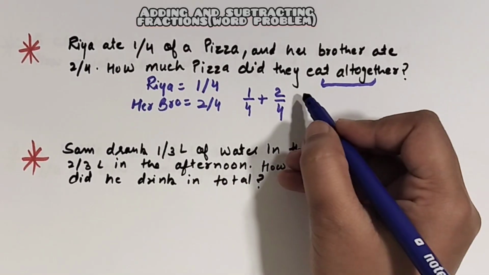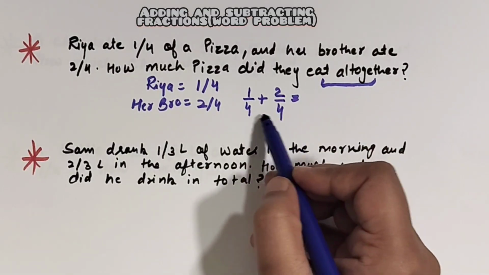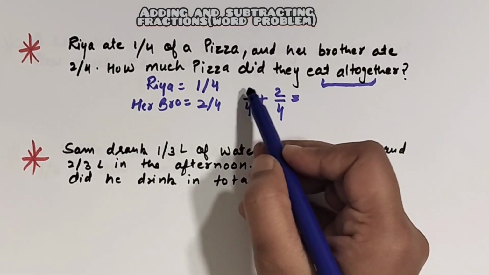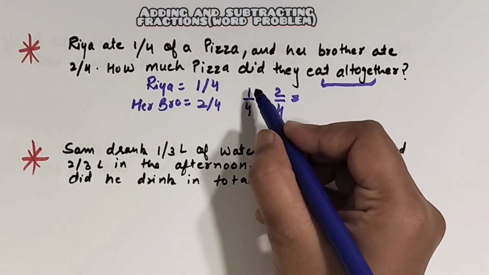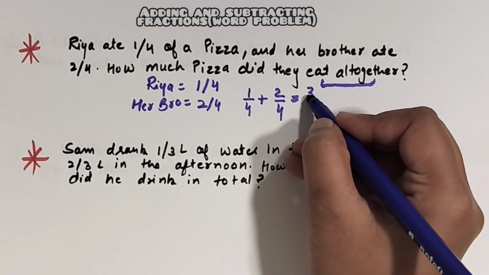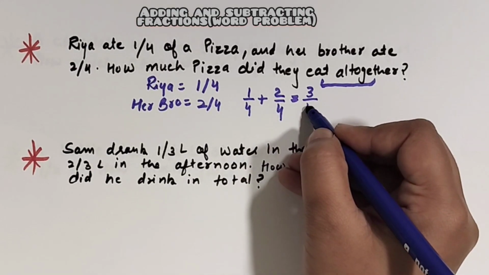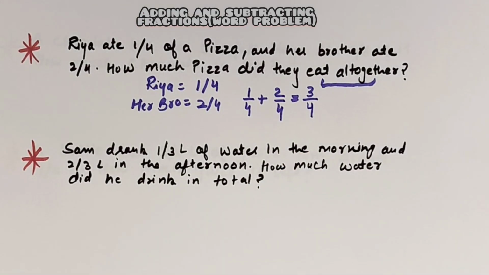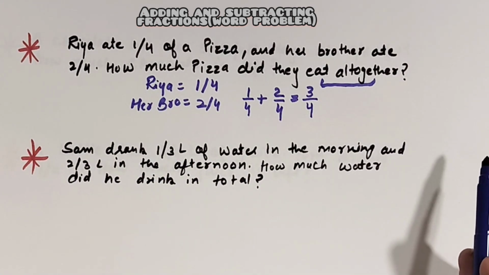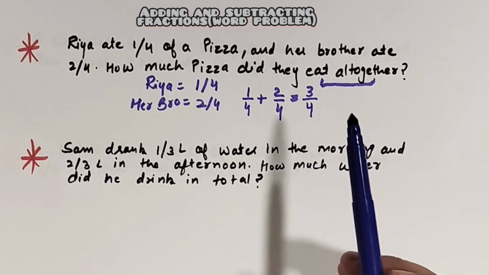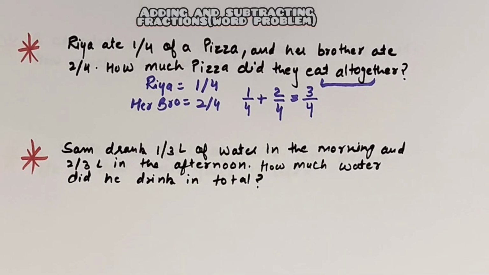Now you can see your denominator is the same. So you can add your numerators directly. So 1 plus 2 would be 3. And in adding fractions, the denominator always stays the same. So this is how you solve fractions in adding with word problems.